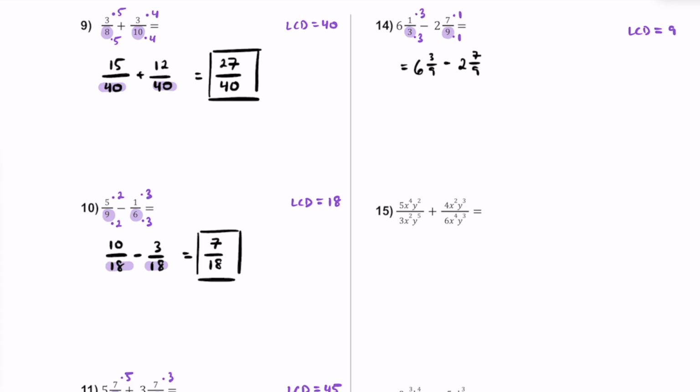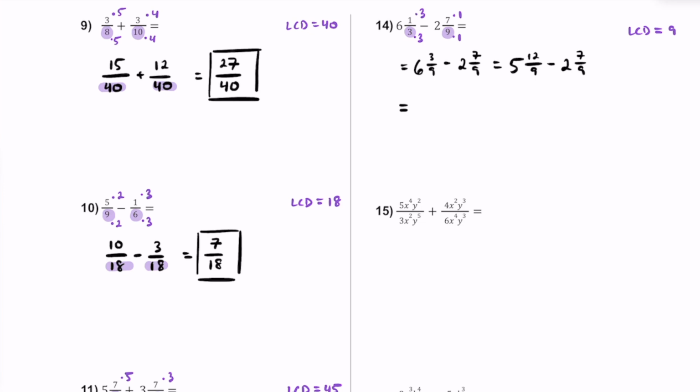All right, so we'd like to subtract. However, 6 minus 2 is fine, but 3 minus 7 is a bit problematic. Let's go ahead and borrow for this first fraction. Let's borrow from the 6 here, make it 5, and move over 9/9 to the 3/9 to make it 12/9. So we have 5 and 12/9 minus 2 and 7/9.